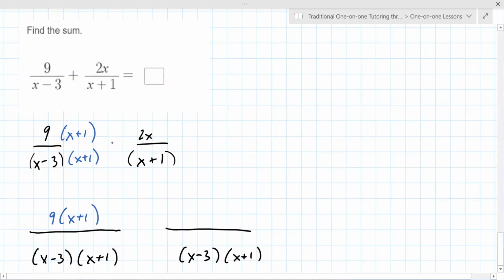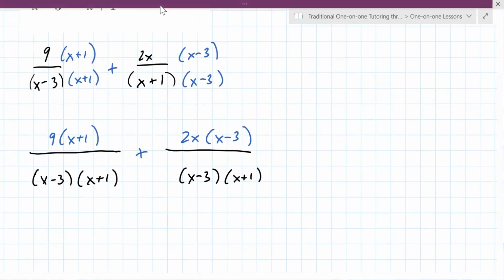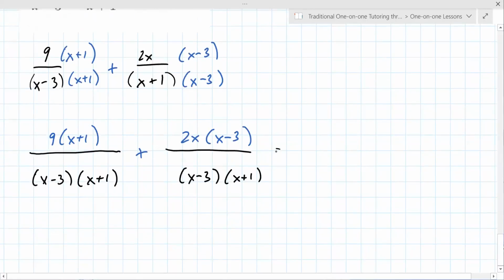And on the right here, what is it missing? It's missing an x minus 3. And whatever you do to the top, you also have to do to the bottom. So this becomes 2x times x minus 3 here. All right, so now we can write it with a single bottom, x minus 3, x plus 1.